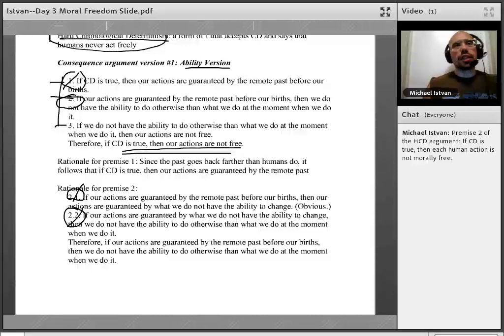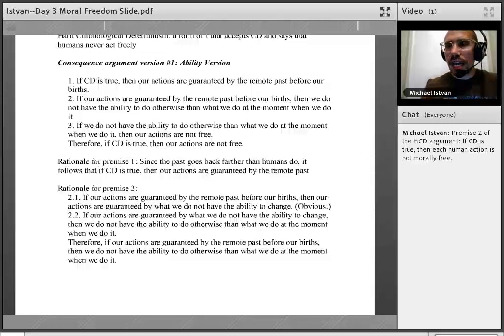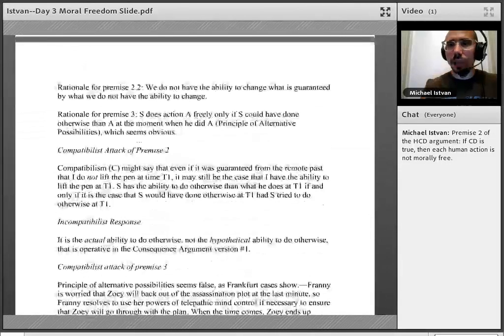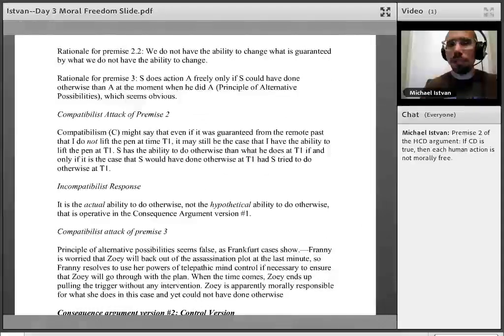I guess you could put it this way also. 2.2 is simply an expression of a very intuitive principle. This is a common principle in philosophy, so I'm just going to mention it. The principle is the transfer principle for lack of ability.